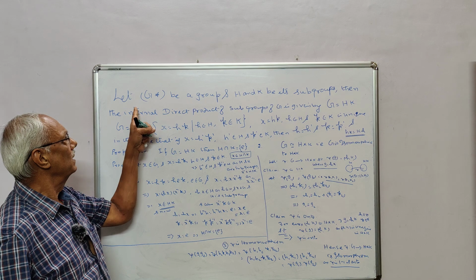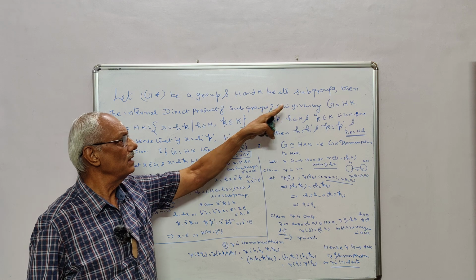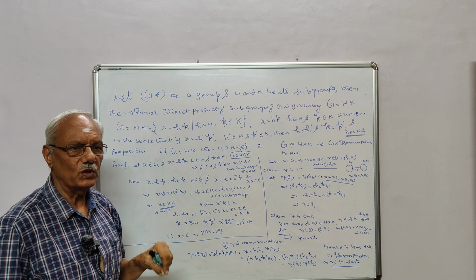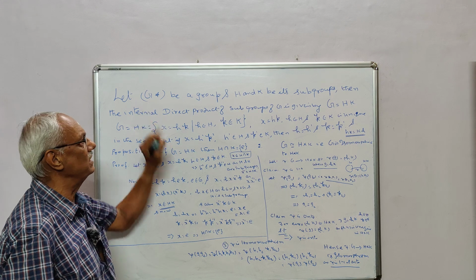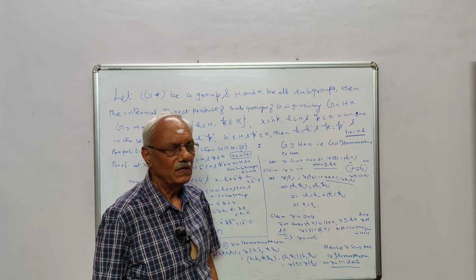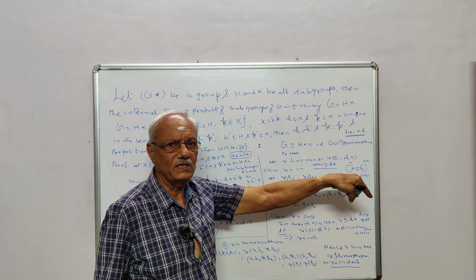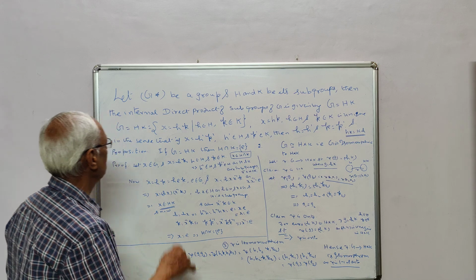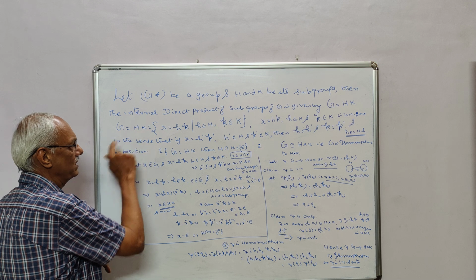Let G be a group, and H and K be its subgroups. Then we define what is called the internal direct product of the subgroups of G as G = HK. That is, the group G is equal to H and K, where H and K are subgroups of the group G, in such a way that G = HK.